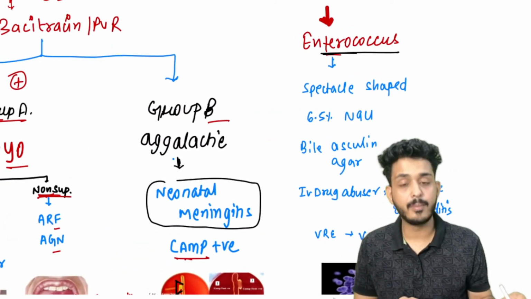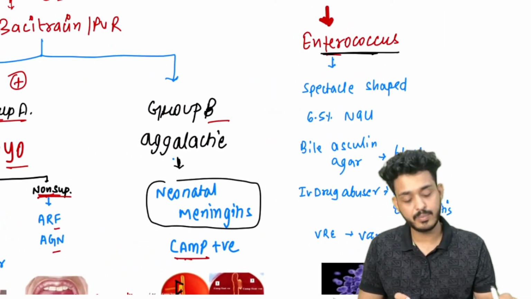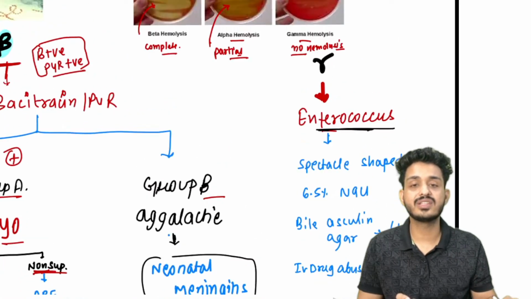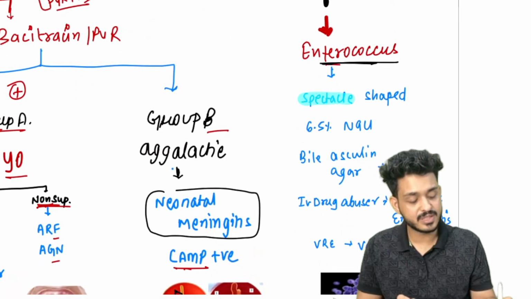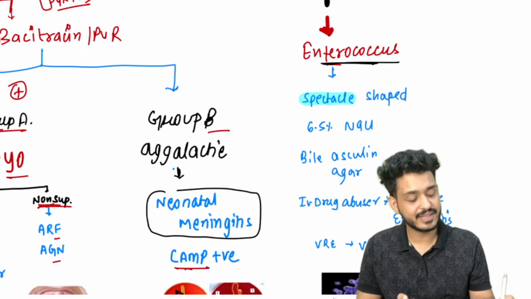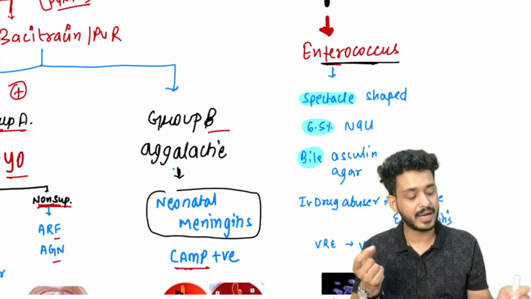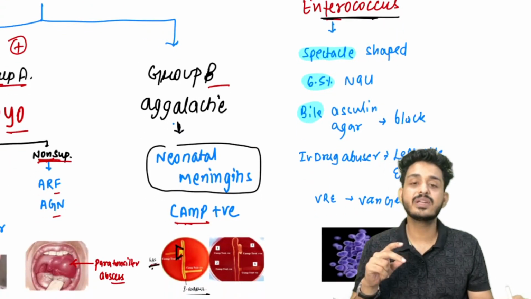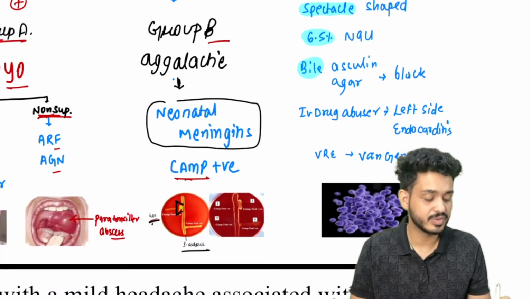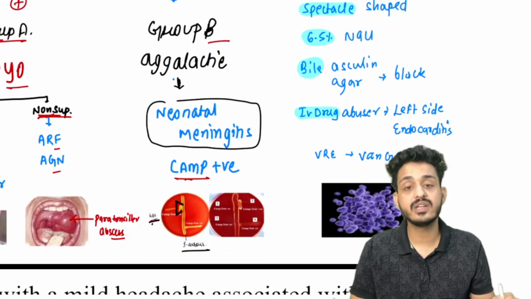Lastly, we are having gamma. Gamma, we need to remember certain points. Gamma will be having spectacle shape, first thing. Second thing, it will grow in 6.5% sodium chloride, it will grow in bile also, and they will be causing endocarditis in patients who are having a history of IV drug abuse.